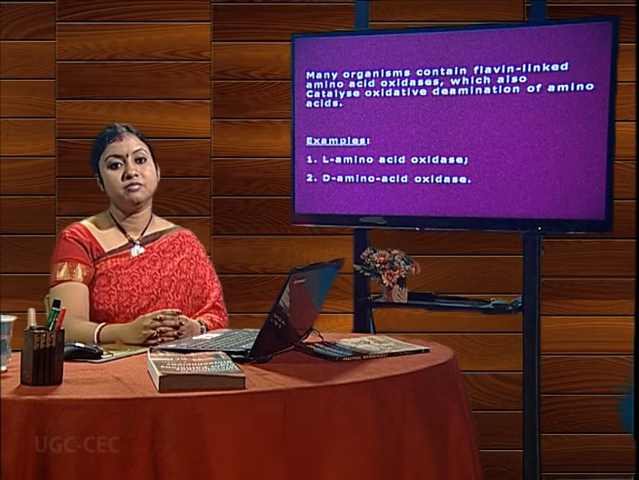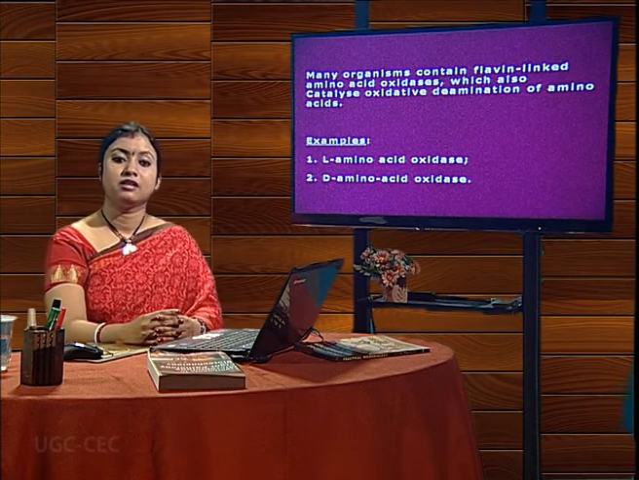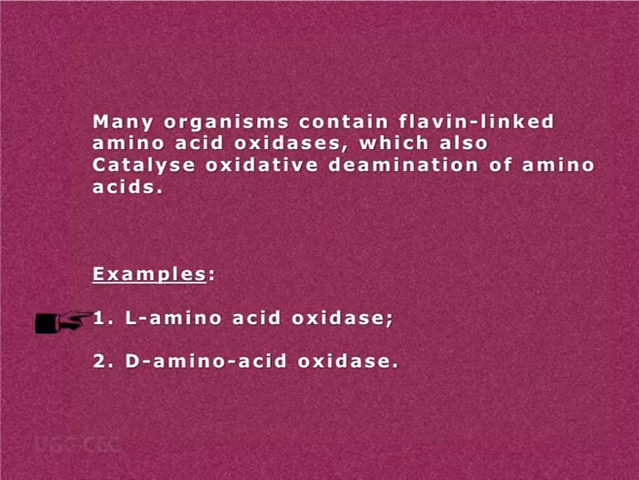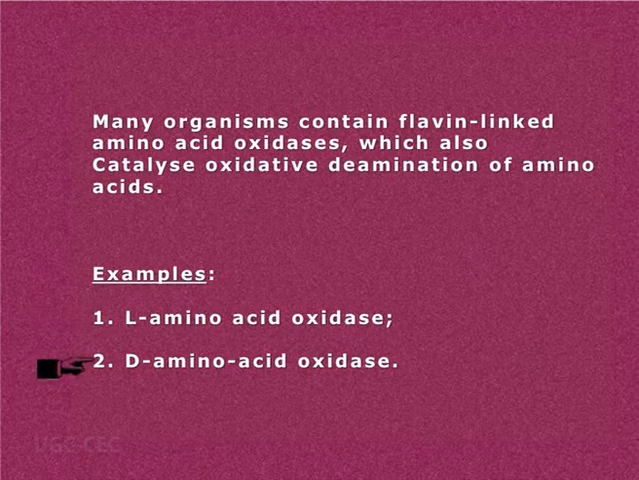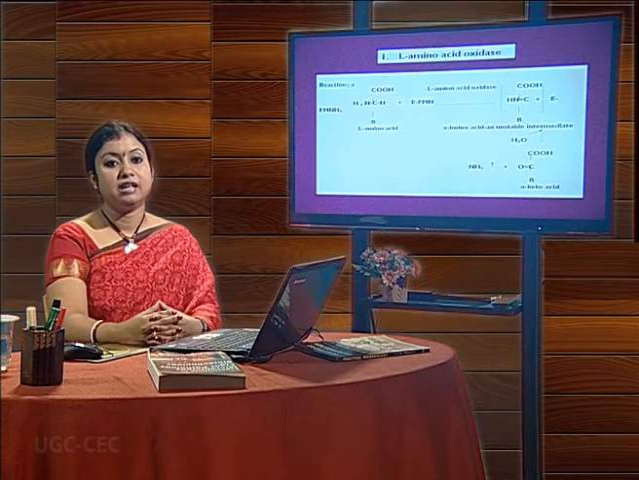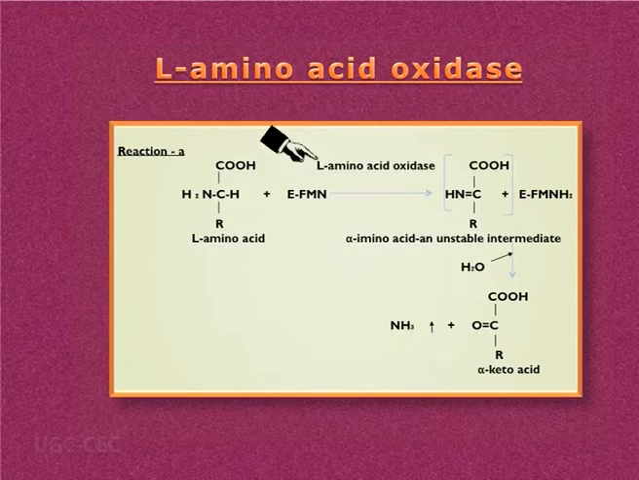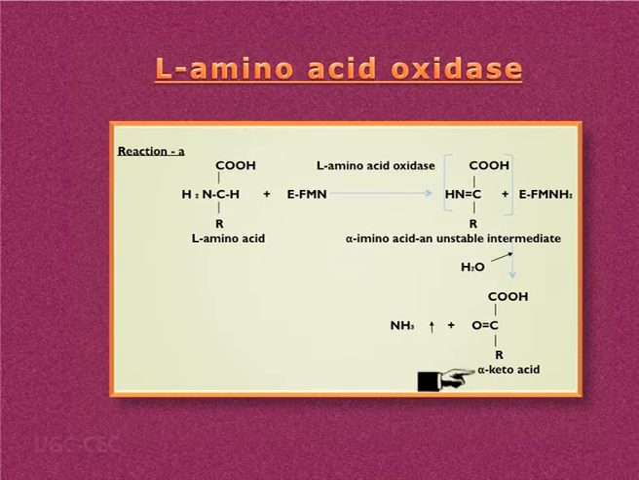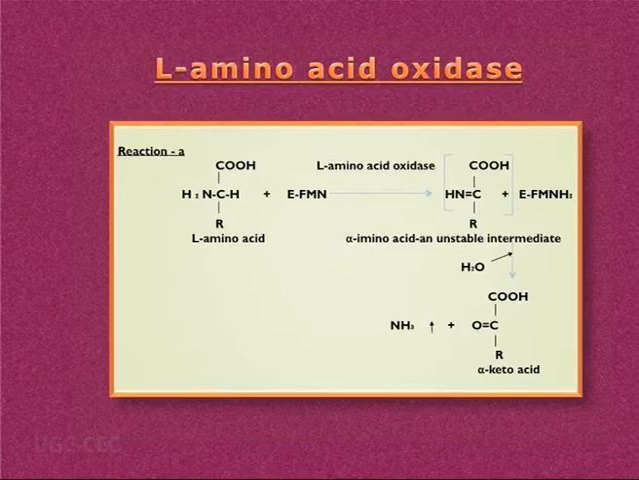Now many organisms have other flavin-linked enzymes called L-amino acid oxidase and D-amino acid oxidase that also catalyze oxidative deamination. First I will discuss how L-amino acid oxidase deaminates. L-amino acid oxidase, as the name suggests, is specific for L-amino acids, and the amino acid is converted to an alpha keto acid through the formation of an unstable intermediate. The coenzyme required here, as we can see, is FMN, which is flavin mononucleotide.